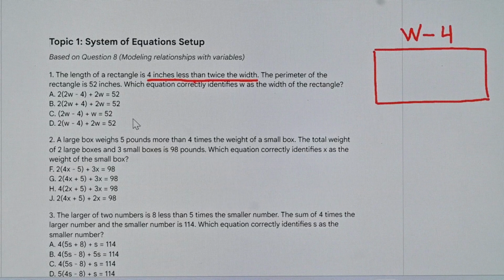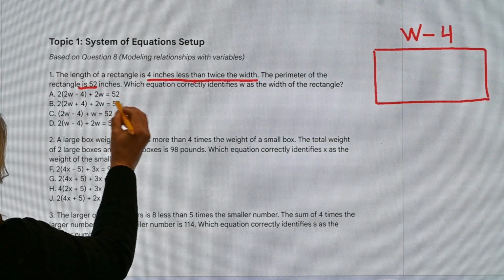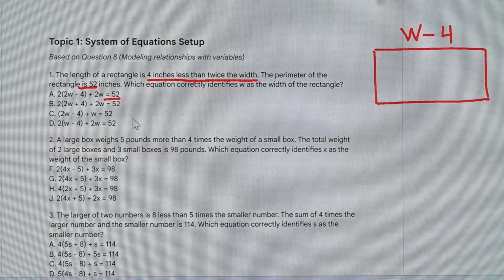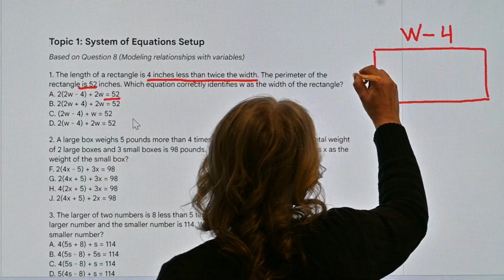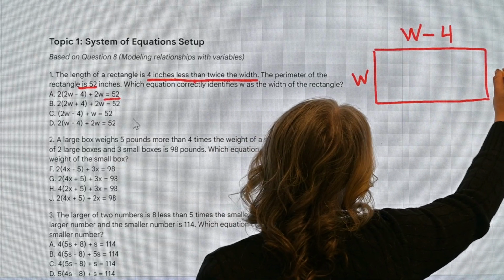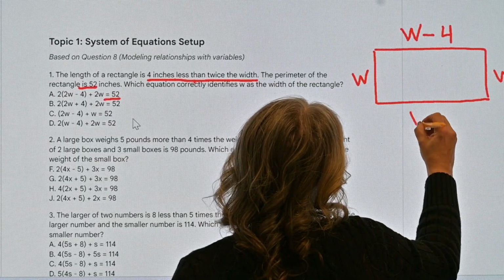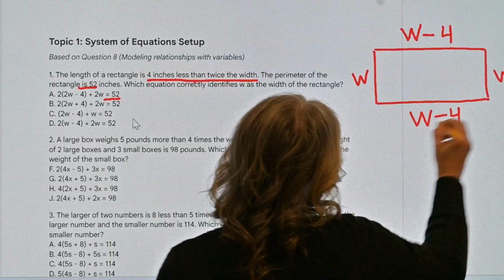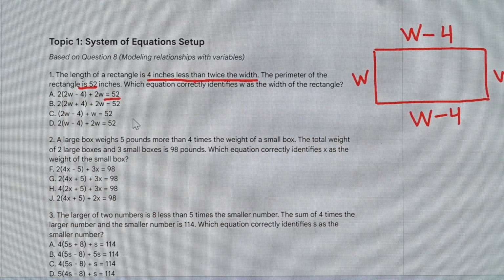The perimeter of the rectangle is 52. The perimeter equals 52. Which equation correctly identifies W as the width of the rectangle? So the width W, okay?